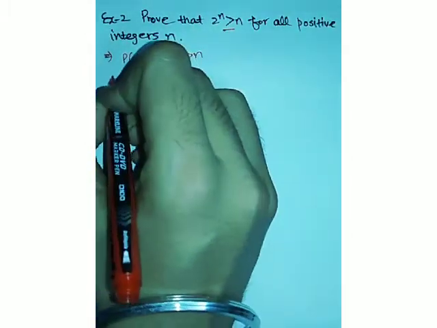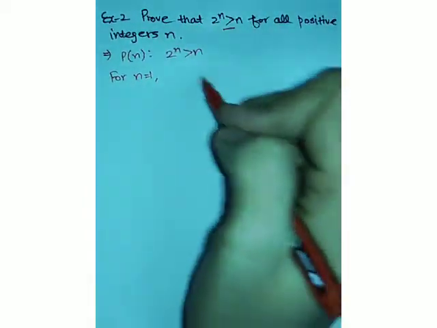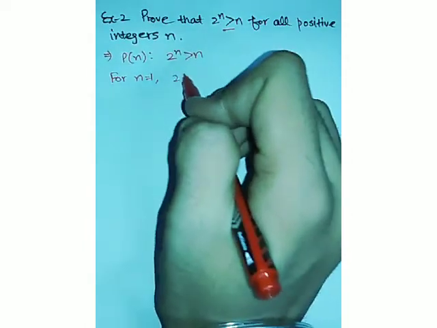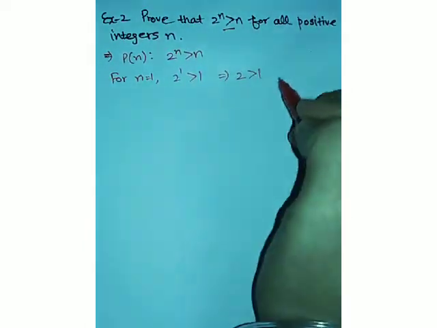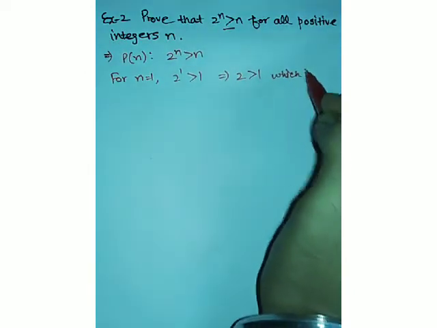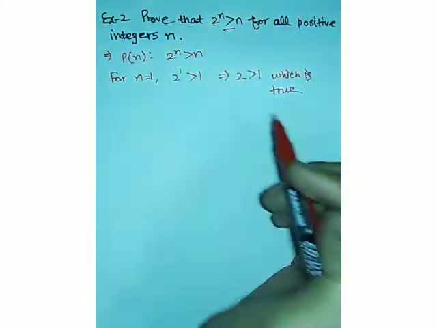Now firstly, we have to find whether it is true for n equals 1. So substitute n equals 1. What will you get? 2 raised to power 1 greater than 1. This implies 2 greater than 1, which is true, because 2 is greater than 1. So that means the result is true for n equals 1.